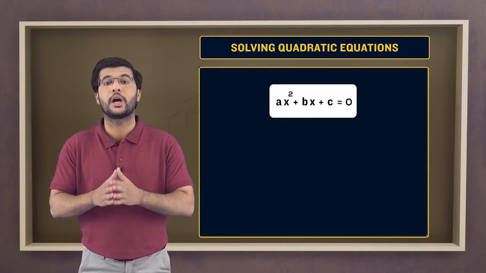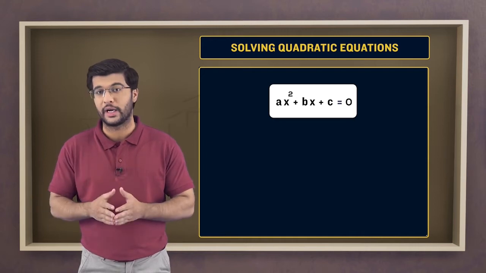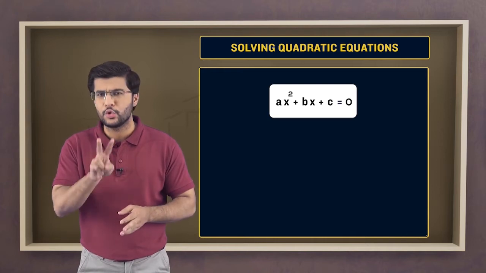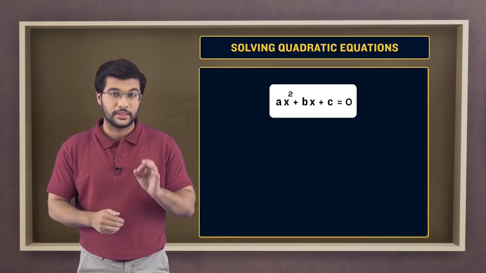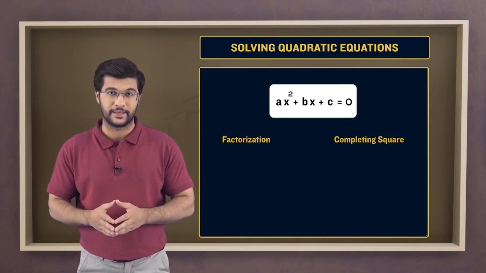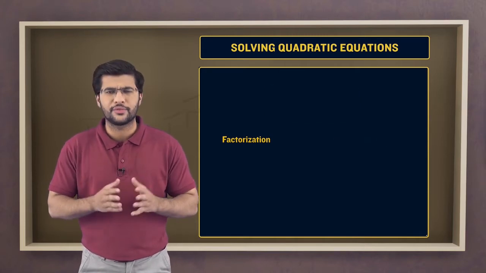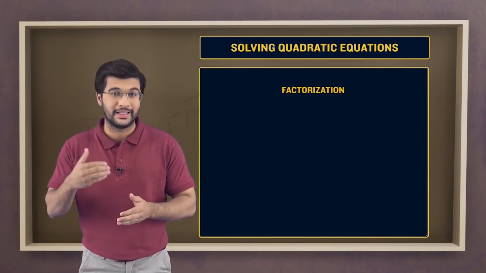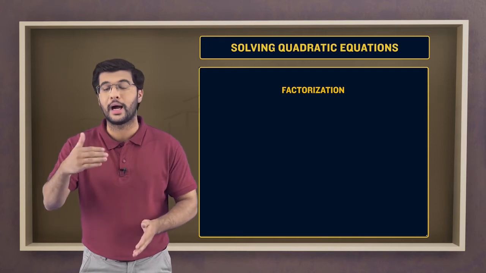Now, there are multiple ways to solve the same quadratic equation, but to keep things simple, we are going to discuss two methods initially. These are called factorization and completing the square technique. Why don't we discuss the factorization method first? It's always better to start easy and then work your way up.